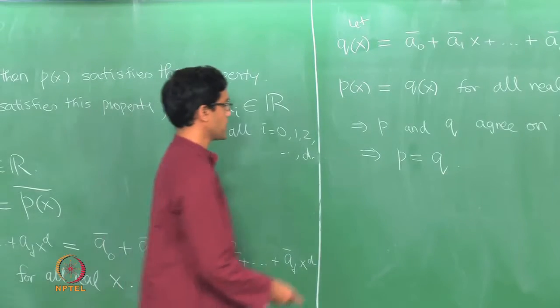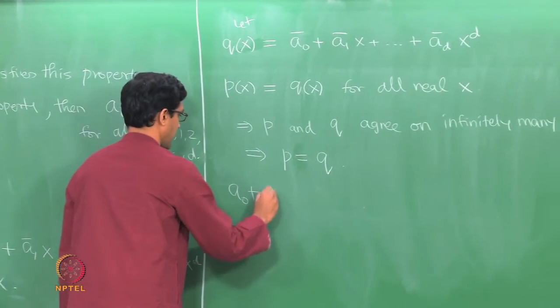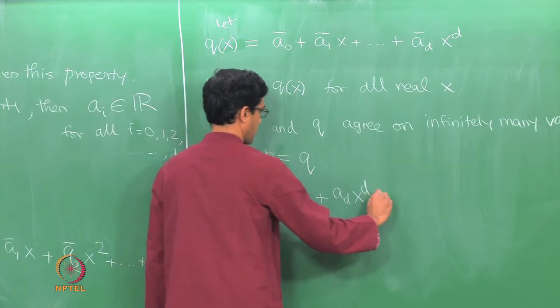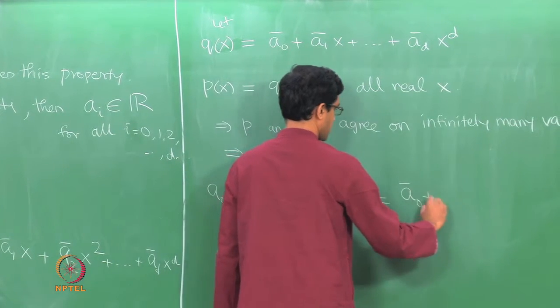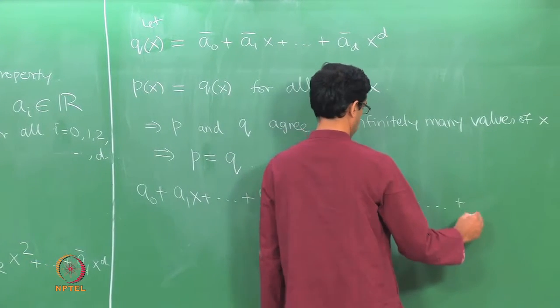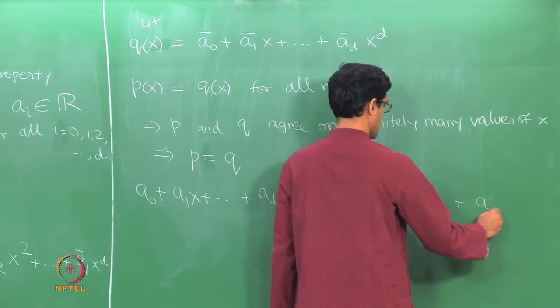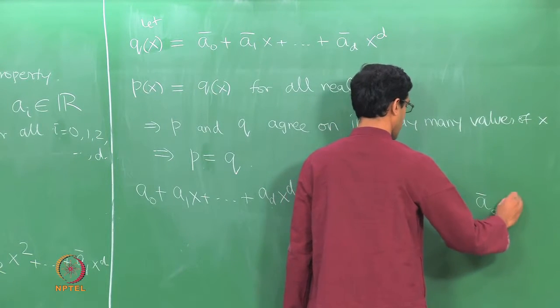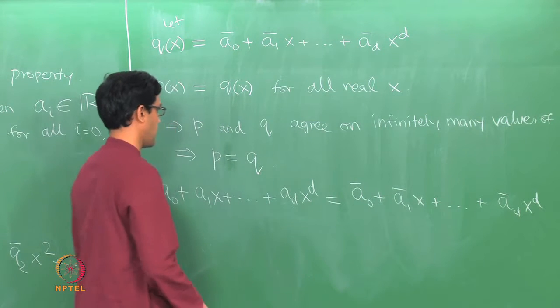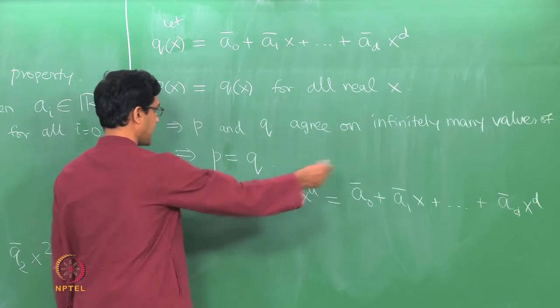Okay. So what does that mean? The polynomial p, which is a0 plus a1x plus ... plus adx^d, is the same as a0 bar plus and so on. So these two are exactly the same polynomials. Now what does it mean to say they are the same polynomials? It means that the coefficients are all the same. a0 is the same as a0 bar, a1 is the same as a1 bar, and so on. So these are identically equal polynomials.